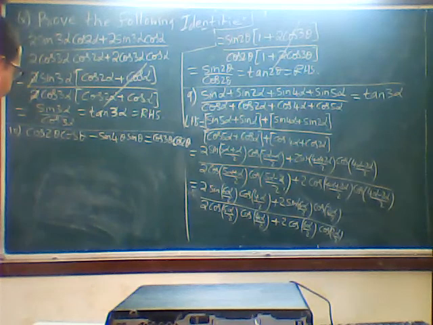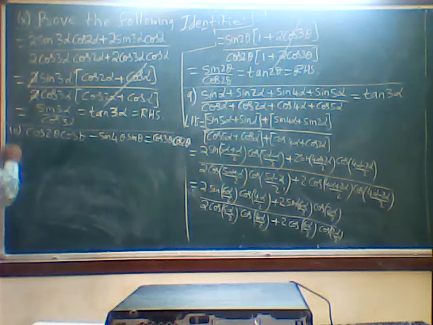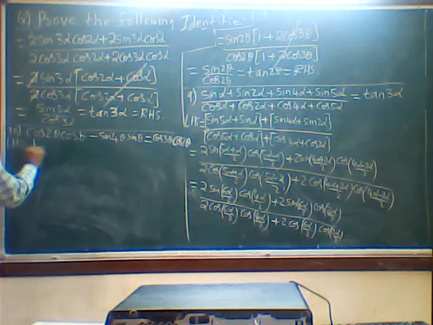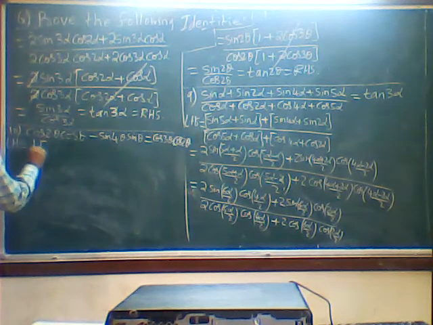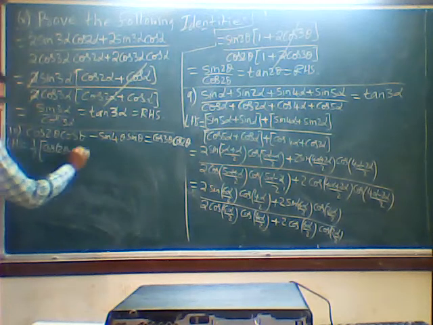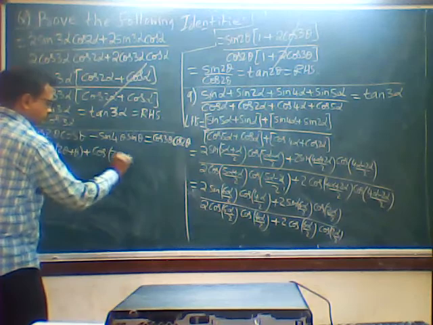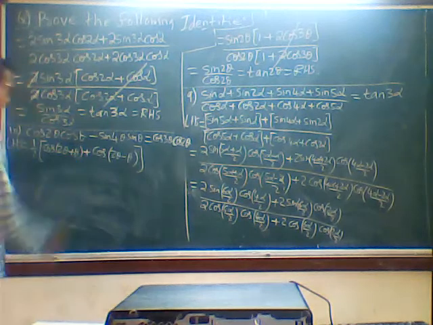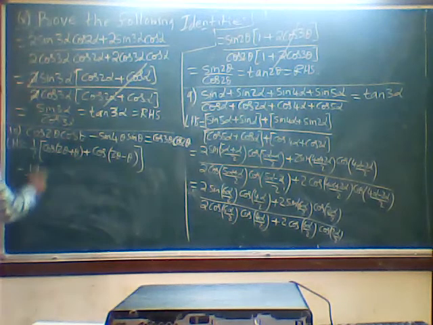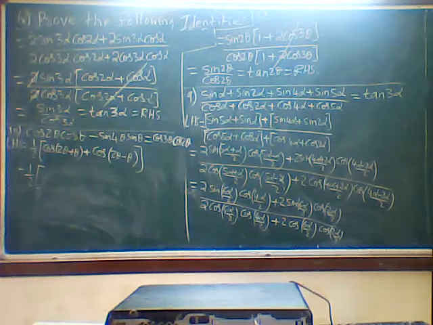Now how to do this? This is cos A cos B. It will become half cos of A plus B plus cos of A minus B. Okay? LHS. Next, minus half sin A sin B. What is sin A sin B?